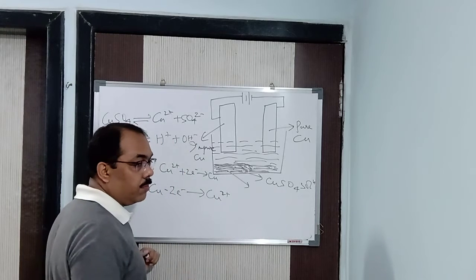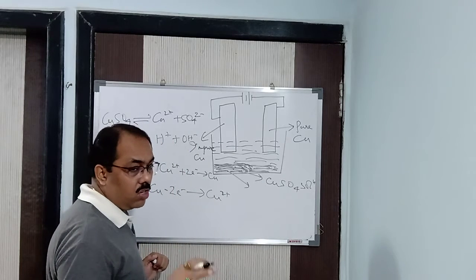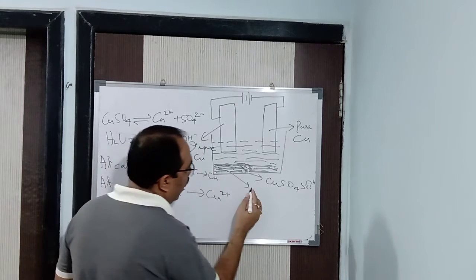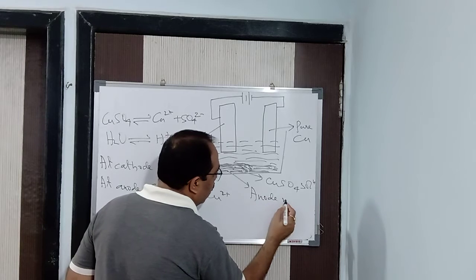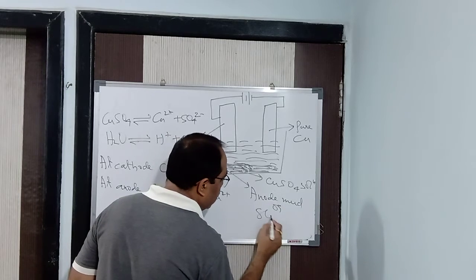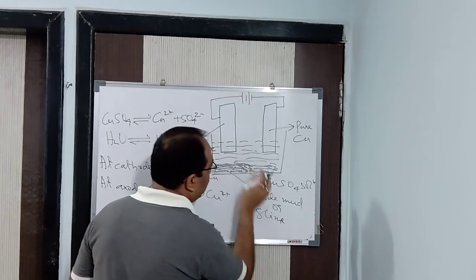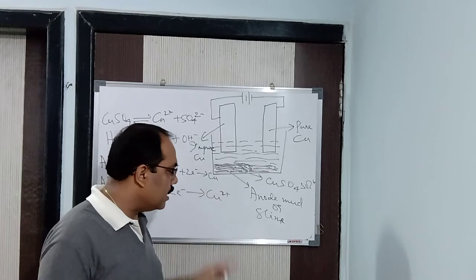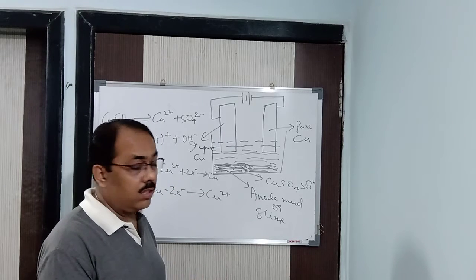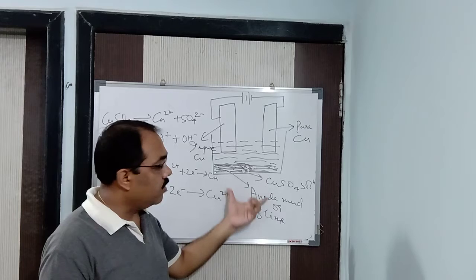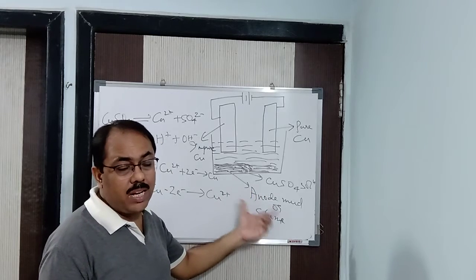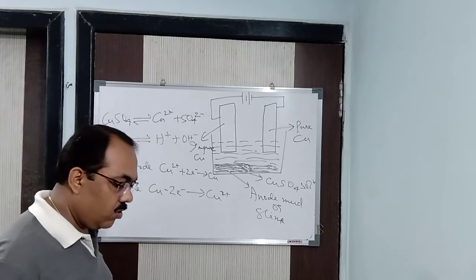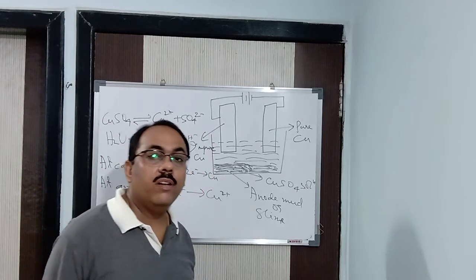In the case of copper, the impurities present are silver, gold, costly metals, and platinum. This is known as anode mud or slime. These impurities settling at the bottom of the tank are known as anode mud or slime. The impurities present in the anode get settled there, and it is very costly, because it contains gold, silver, platinum. In this way, we go for electro refining of copper.